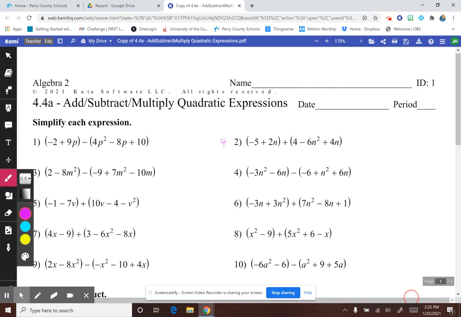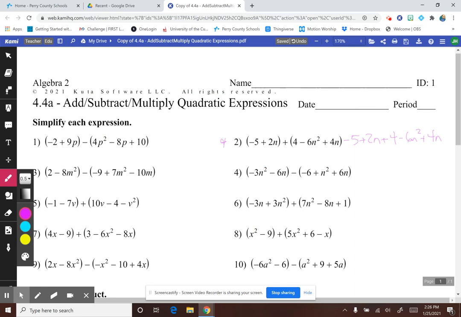So as a matter of fact, the first thing I'm going to do is just write it without the parentheses. Okay. So right there, that's all written out without the parentheses.